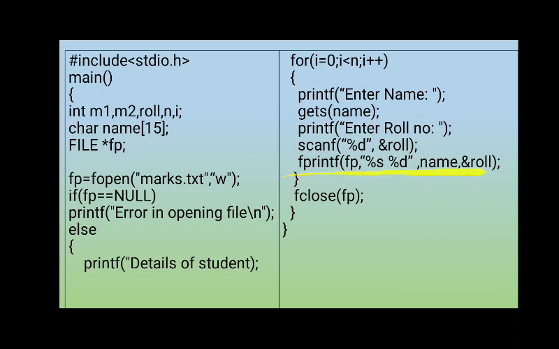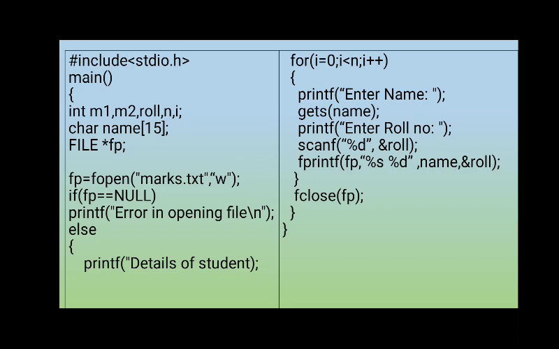So this is how we use fprintf, the same as the printf function, with the change that you have to specify the file pointer also, because only then the compiler will know to which file you are going to write this data. So this is about fprintf.